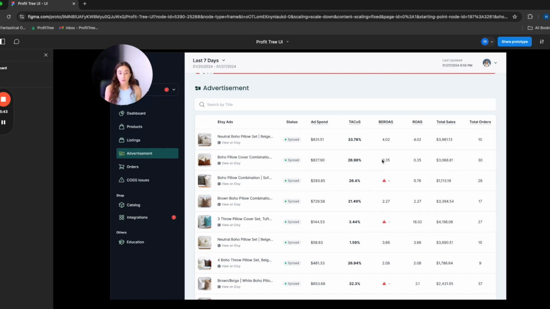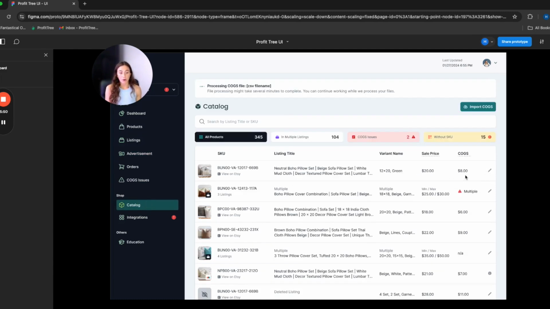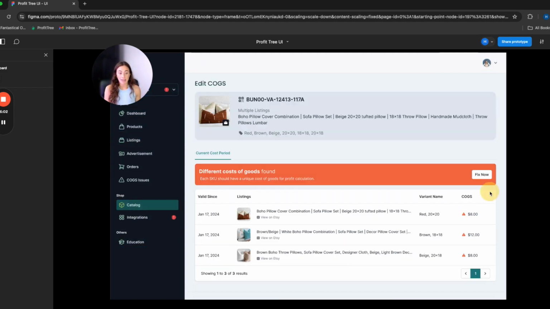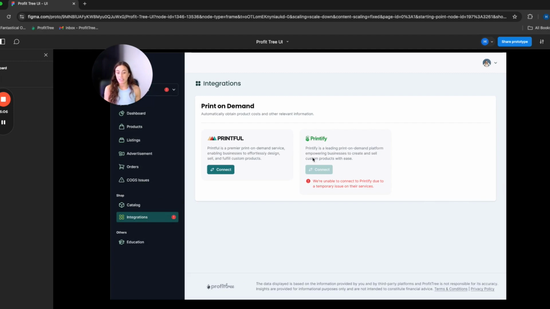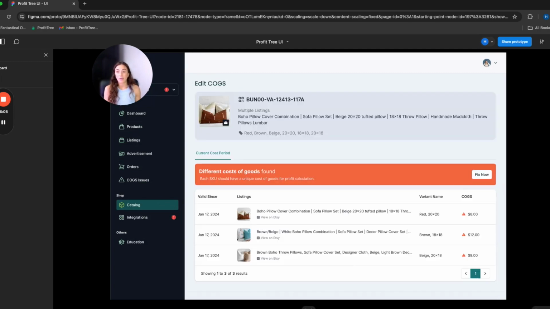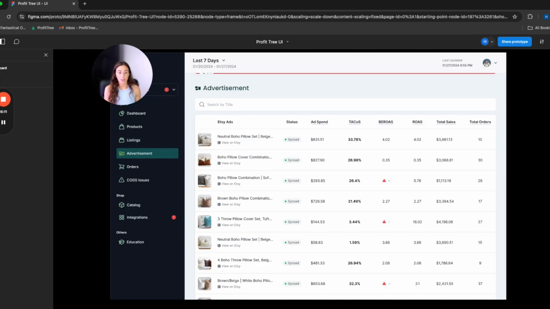All you have to do for your break-even ROAS to be perfect and correct is come into your catalog here and add your product costs, right? Because to calculate your break-even point, you need to include all of your expenses before your marketing costs. And one of your expenses is your product cost. So you need to come in here and add in your product costs. Or if you're using Printify or Printful, you need to make the integration here so that you can pull in all of your production costs.